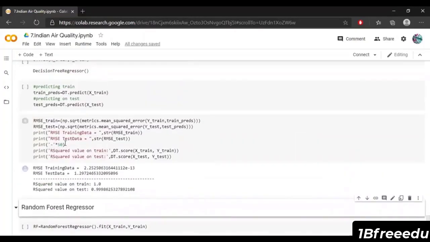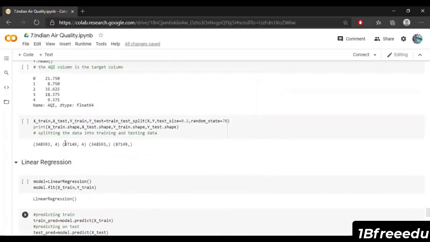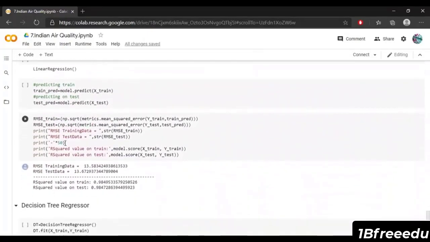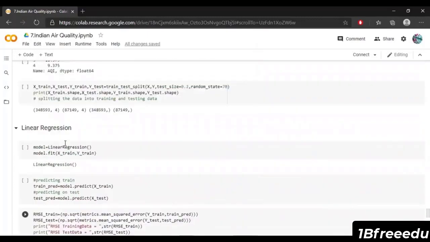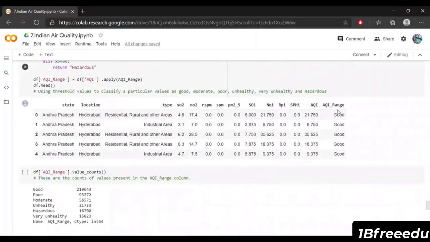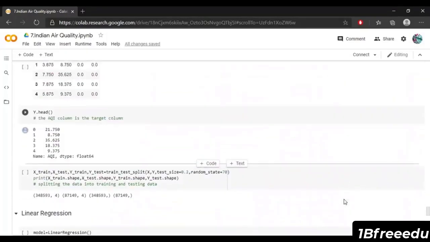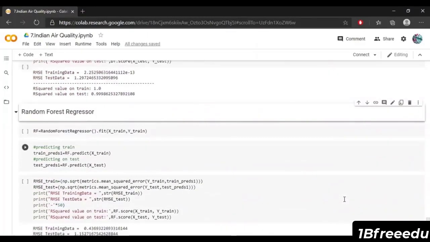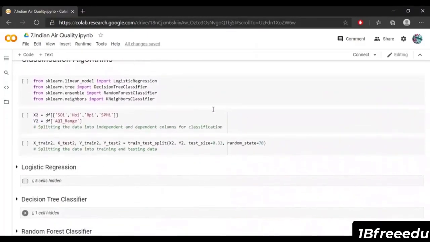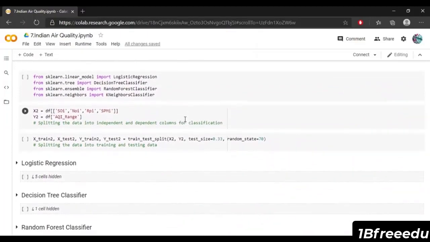And we have predicted the numeric values using the regression algorithm. But when it comes to the other columns, like the AQI range, we cannot use this regression model here. So to predict this AQI range, we have used classification models. And when it comes to classification models, we have used logistic regression, and we have used the decision tree classifier. And then we have used the random forest classifier and the k nearest neighbors classifier.